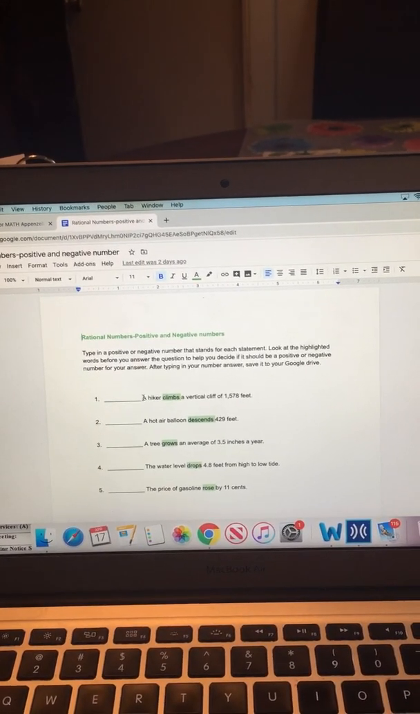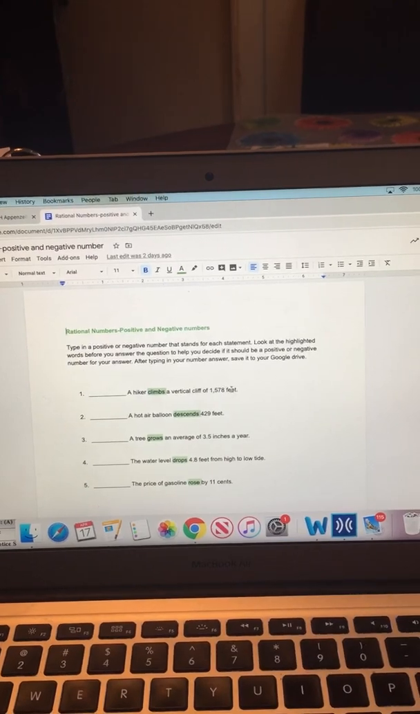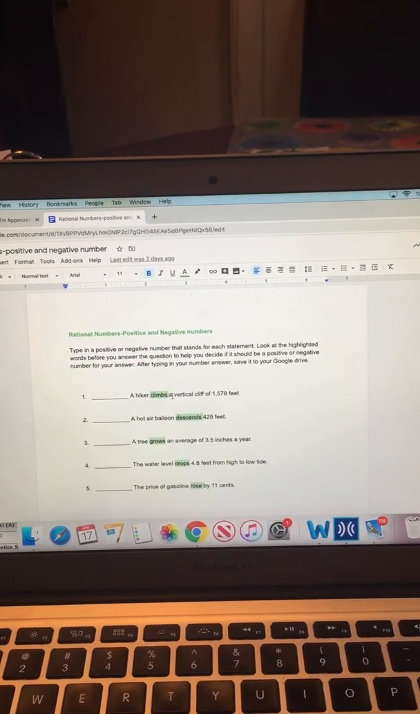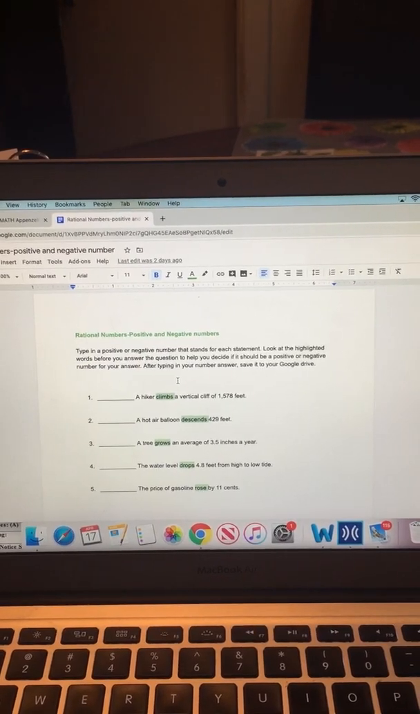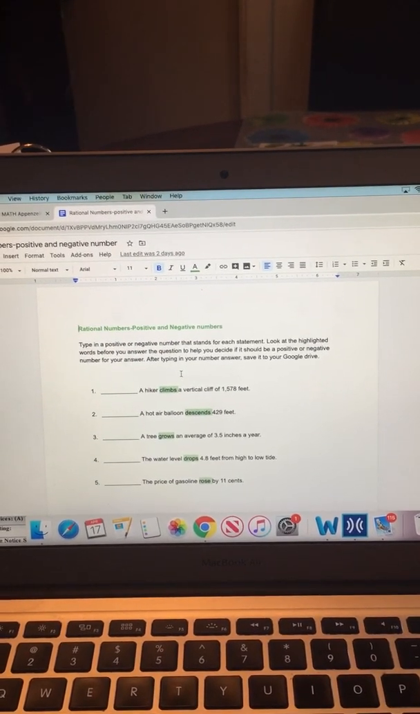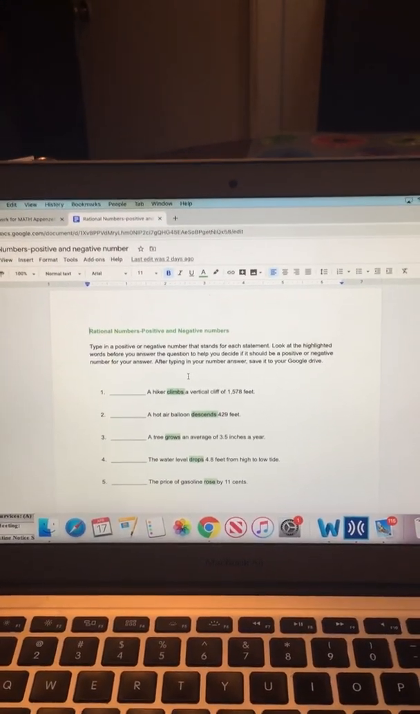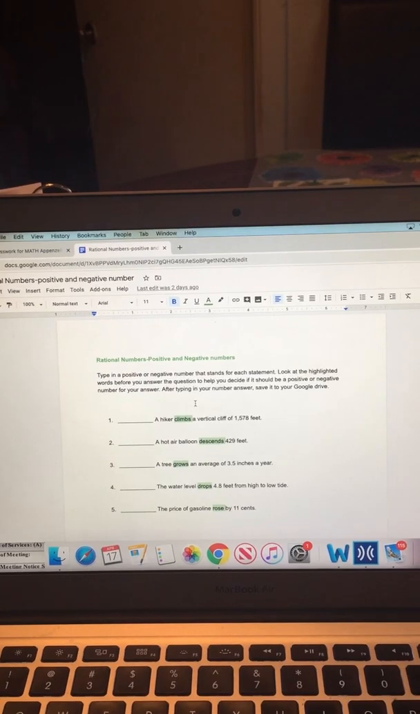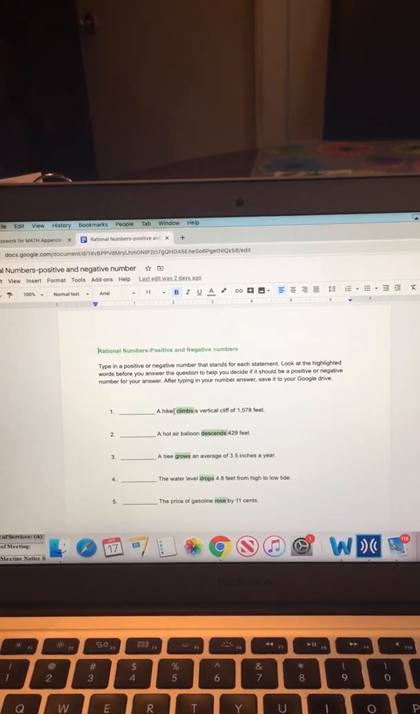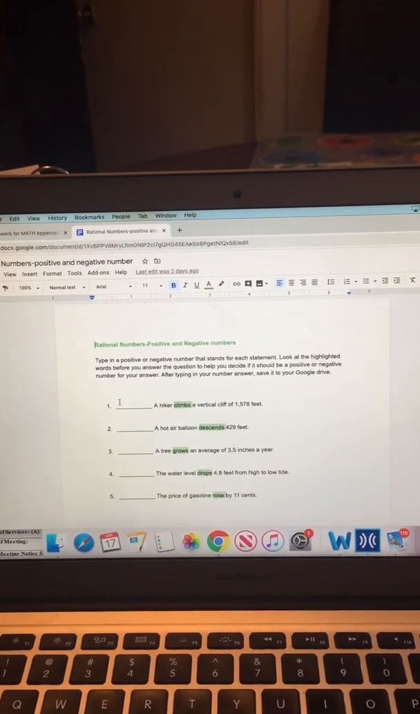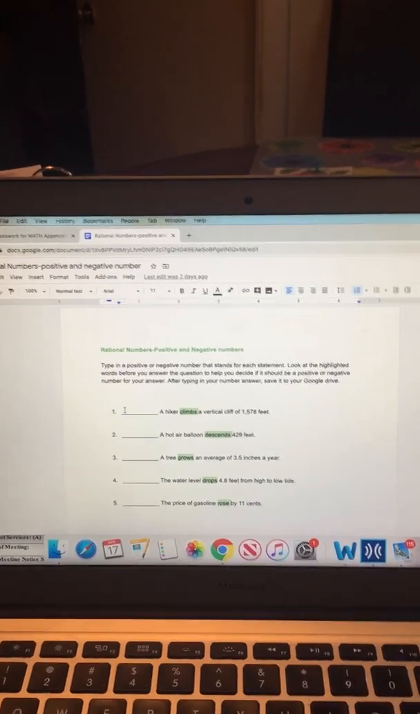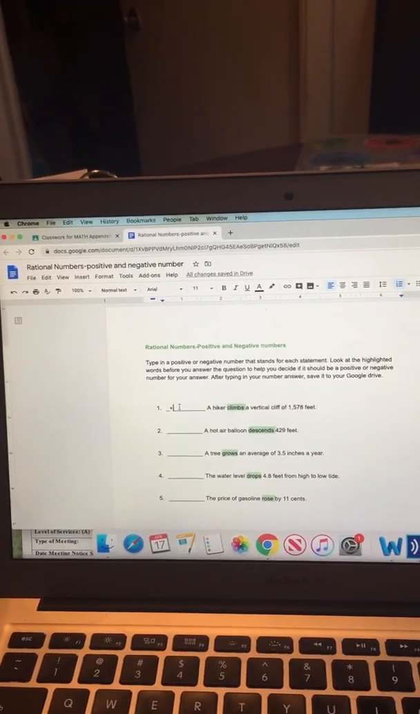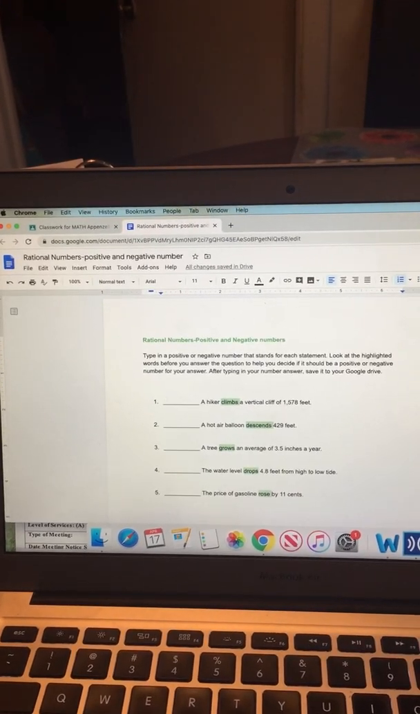So down here, you look at this question. A hiker climbs a vertical cliff 1,578 feet. So I highlighted the word climbs. Would climbs stand for a positive or a negative number? Is the action going up or down? If the action is going up, you should use a positive number in your answer, and if the action is going down, use a negative number. So in this instance, climbs is going up. So when we write a positive here, do we put in a plus sign for our answer for a positive number usually? No, that's the thing I wanted to make sure you didn't get confused on.